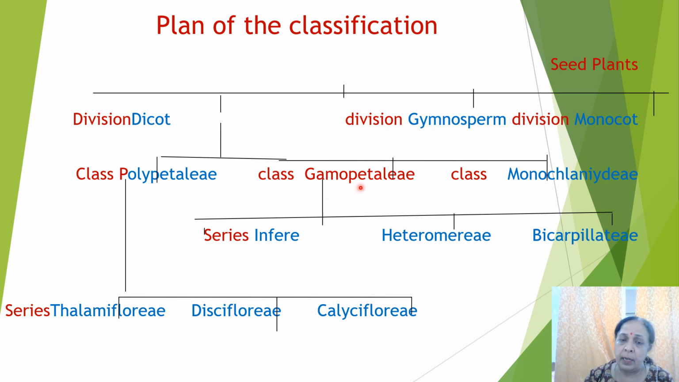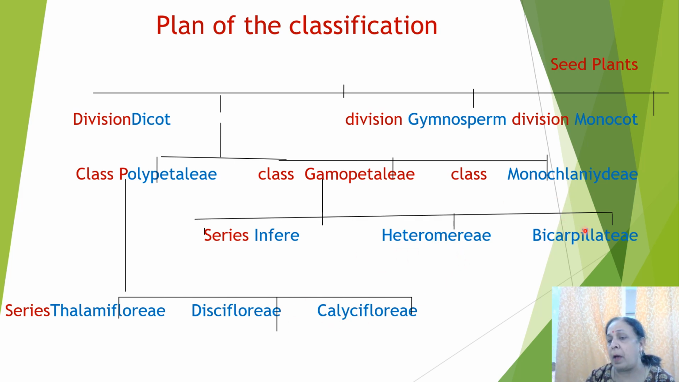And Gamopetalae is also divided in three series: Inferae, Heteromerae, and Bicarpellatae. Inferae means inferior ovary bearing plant species included in this series. Heteromerae means where the number of stamens and number of corolla lobes are different. Hetero is different, mere means parts. When the floral parts are never coordinated with each other and they are different in numbers, that type of flowers are included under this series.